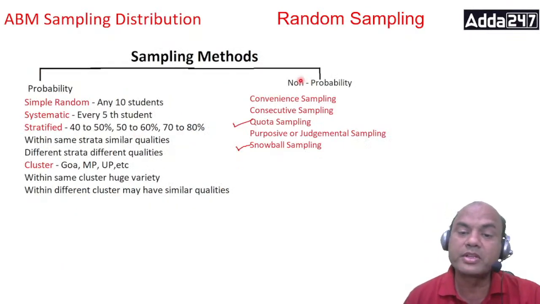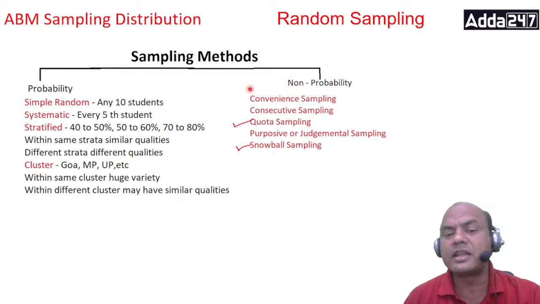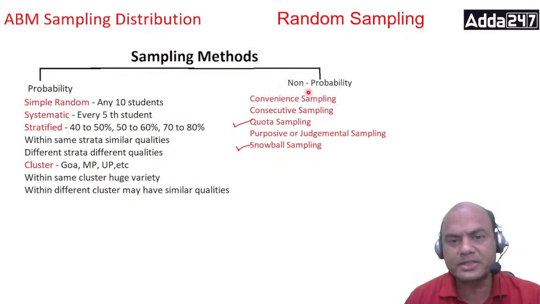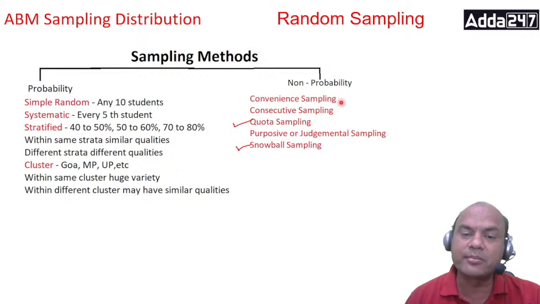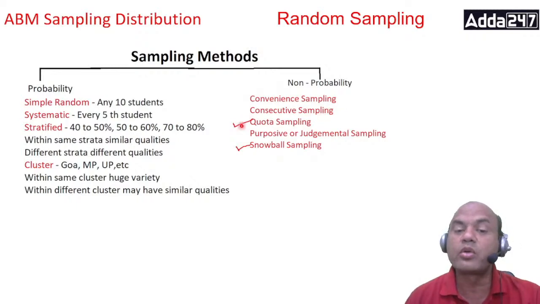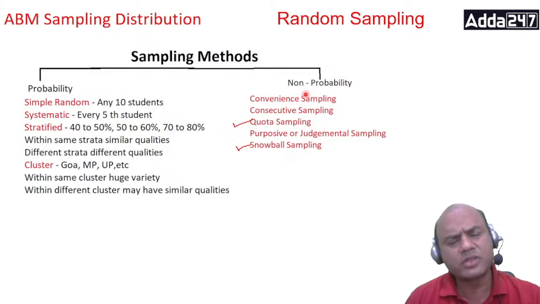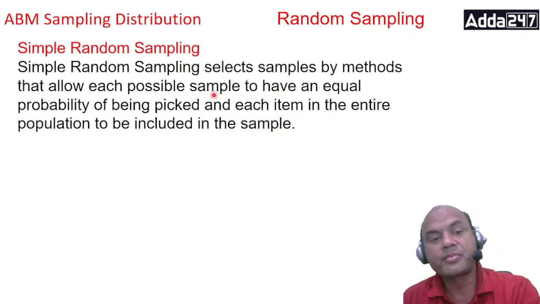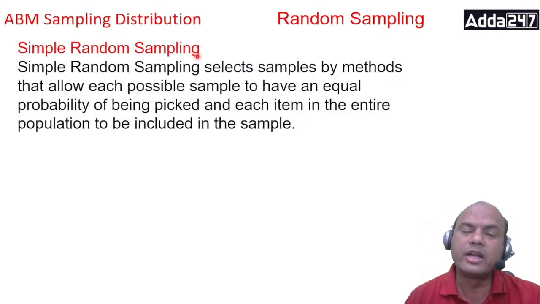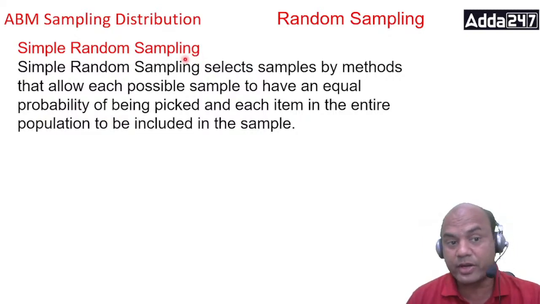Now, more about non-probability sampling. I'll tell you later also. I'm having a separate slide on this: convenience sampling, consecutive sampling, quota sampling, purposive or judgmental sampling, and snowball sampling. I'll give you a separate slide on this now, okay? And then we'll study each one. Now simple random, we'll go into details now for probability because that's very important.